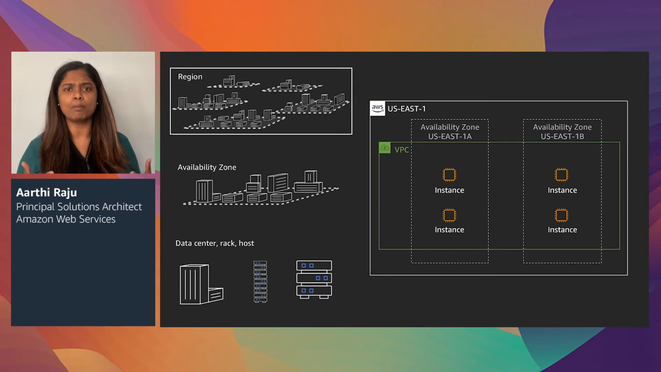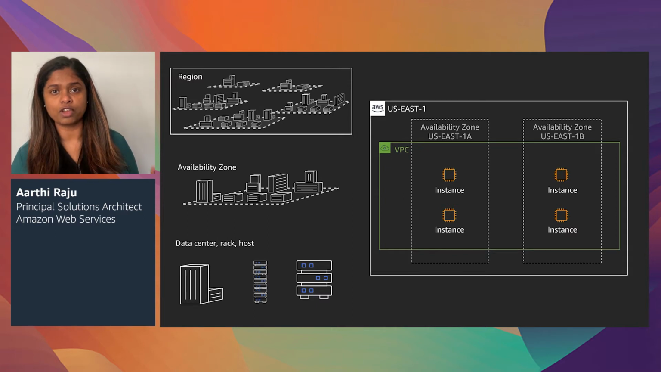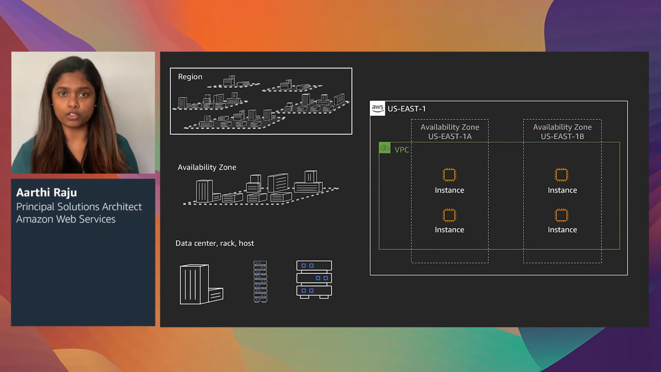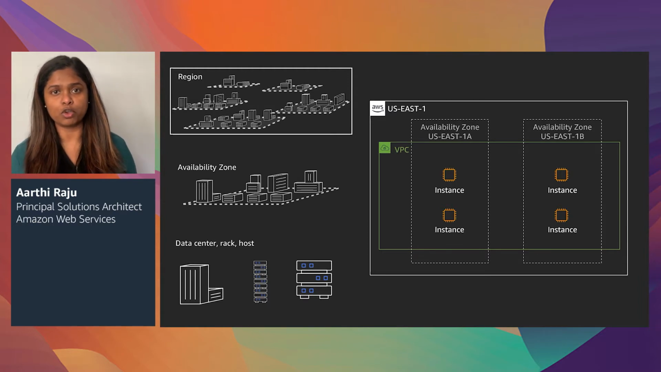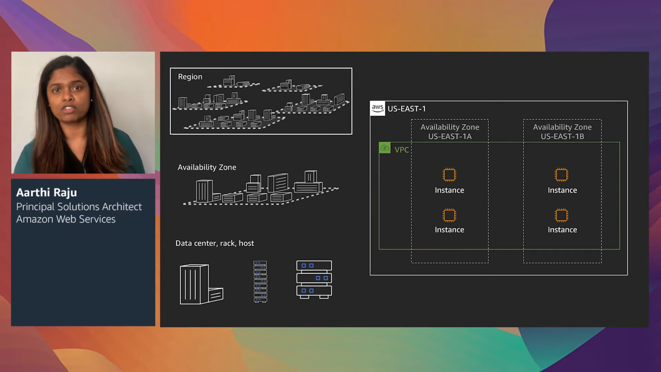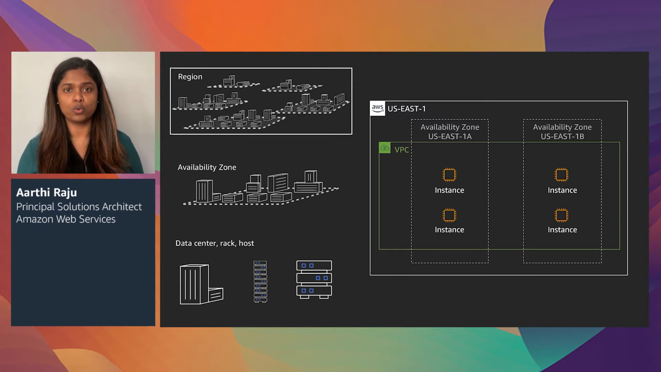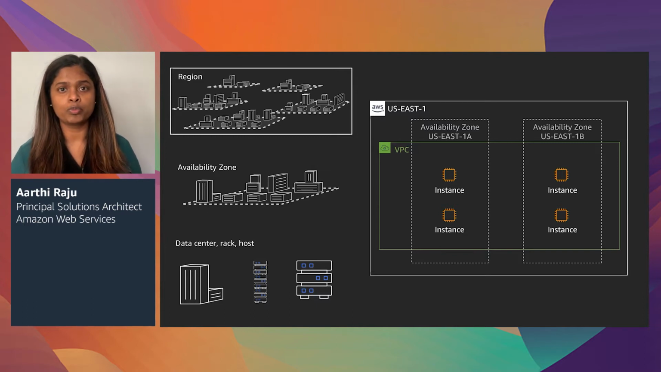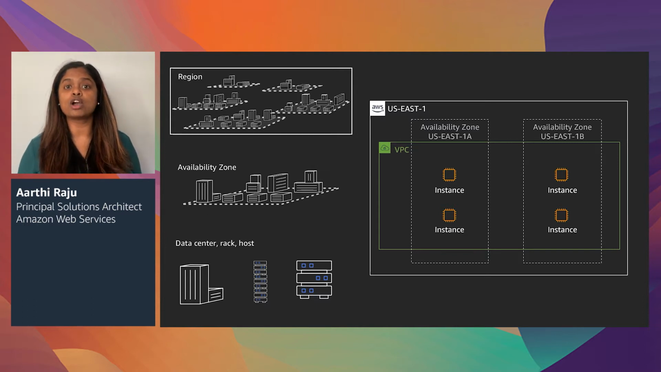So how does this all map into the diagram that you see here? We have US East 1, which is our region. It is our Northern Virginia region. And within this region, we have multiple availability zones. For simplicity, I'm just showing two availability zones here: US East 1A and US East 1B. And within these availability zones, we have EC2 instances, which are the actual hosts that run within the availability zone.